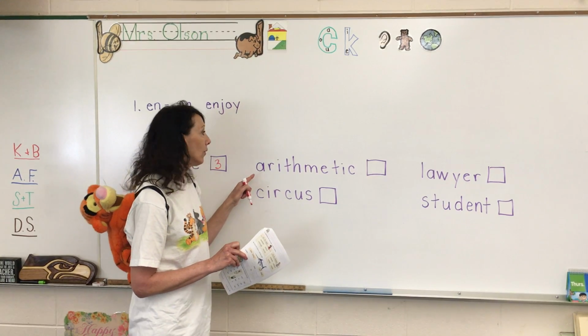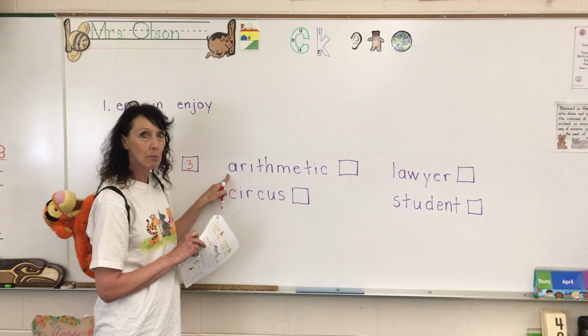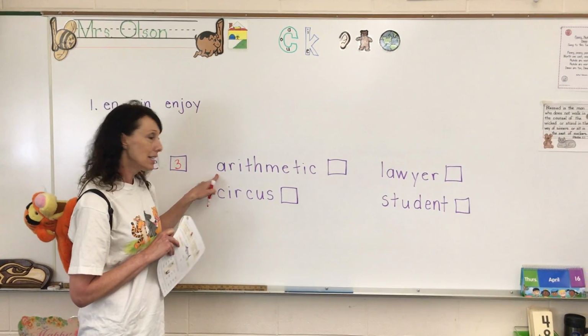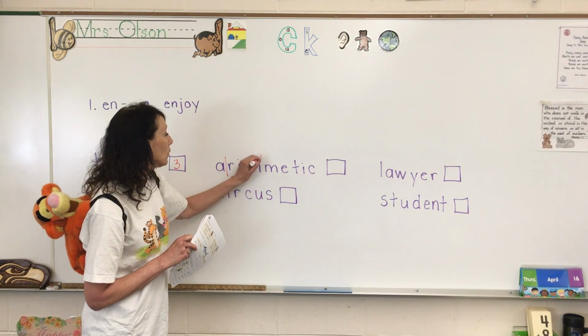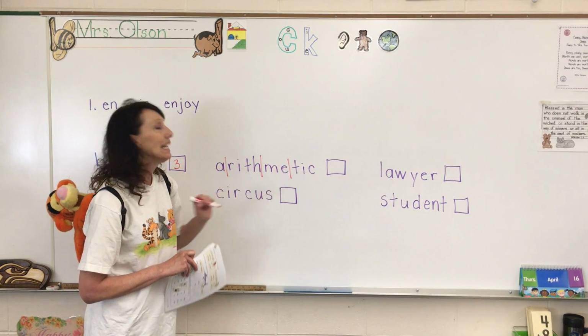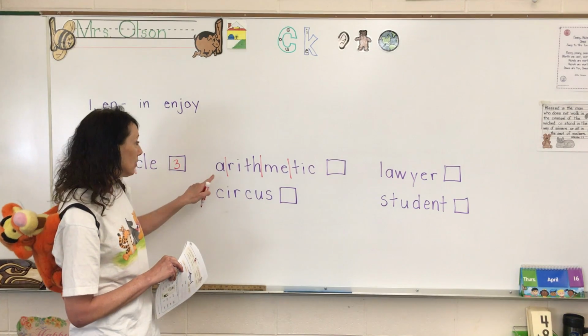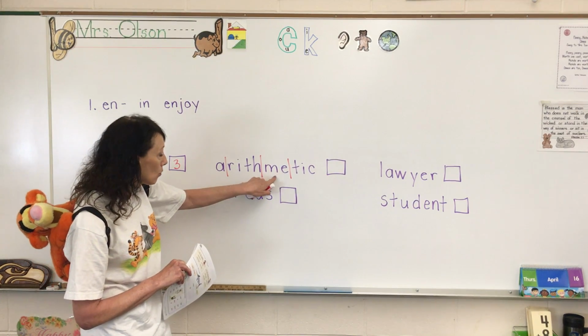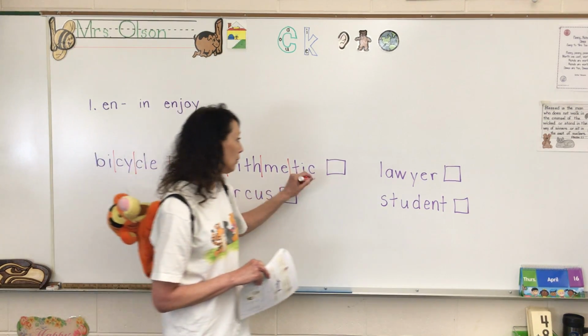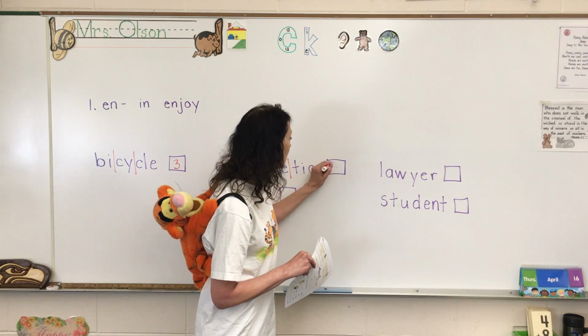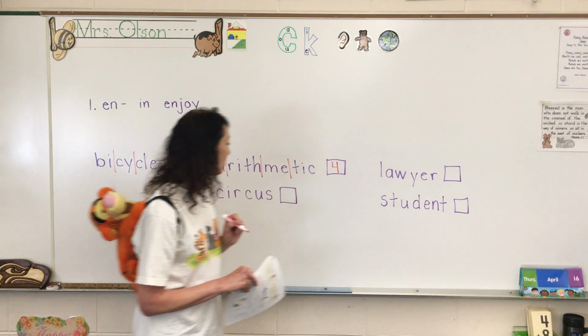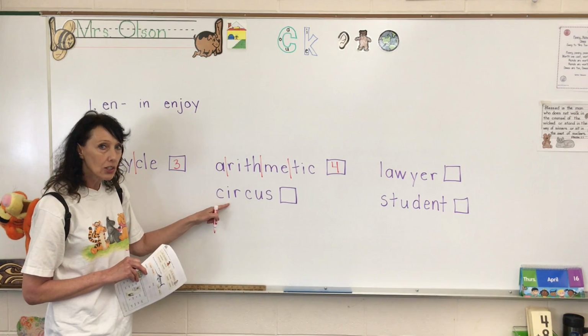We know this stands for the word math, arithmetic. Let's see where we divide it. Arithmetic. All right, how many syllables? 1, 2, 3, 4. That's a big word for first grade, isn't it? But I know you can do it. So 4 syllables. All right, how about circus?